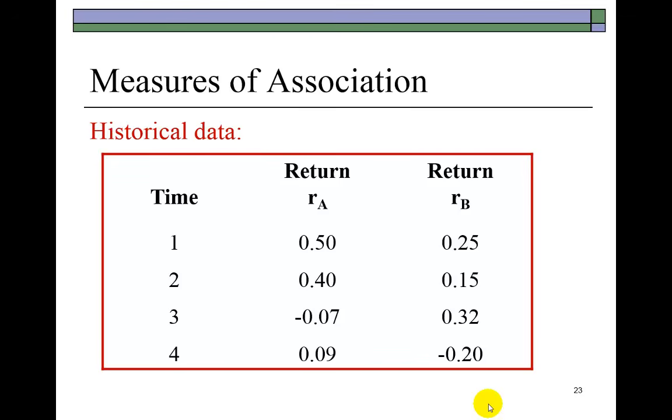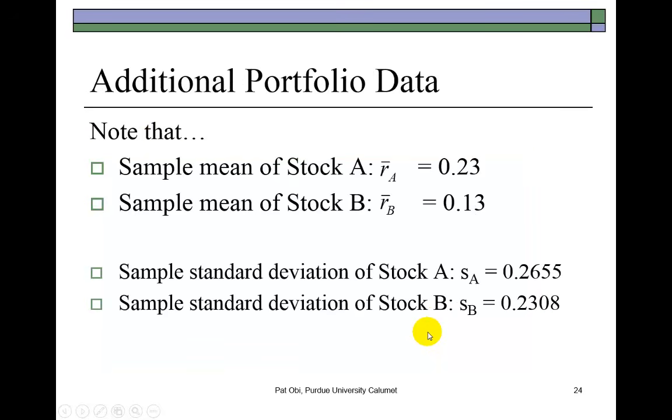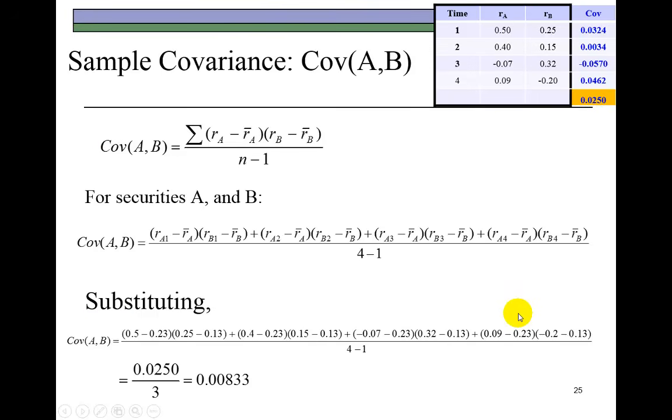So let's look at a quick example. Here we have two securities, a portfolio of two stocks, A and B, and we have identified their historical returns. And with that, we use the models we showed in part 1 to calculate the mean for stock A and the mean for stock B. And likewise, the standard deviation for A and the standard deviation for B.